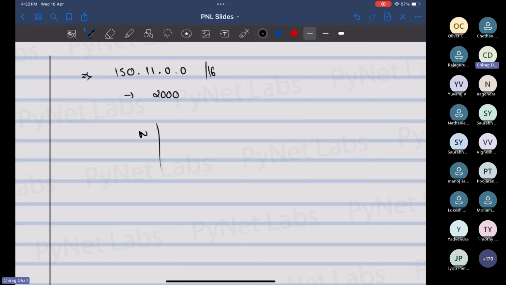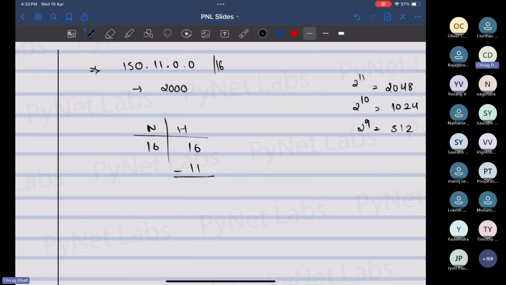The default distribution is 16 and 16. 2 raised to the power 9, which we just discussed, is 512. 2 raised to the power 10 will be double of 512, 1024. 2 raised to the power 11 is going to be double of 1024, which will be 2048. Does that fulfill my requirement of 2000 addresses? Yes. So I got the answer. Out of 16, I require 11 bits. How many bits extra? 5 bits. Give it to the network part. New distribution is 21 and 11.